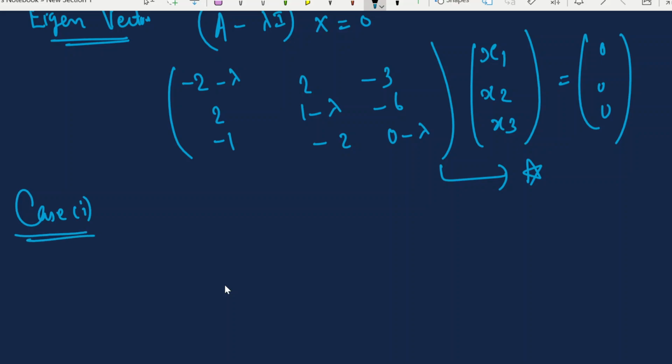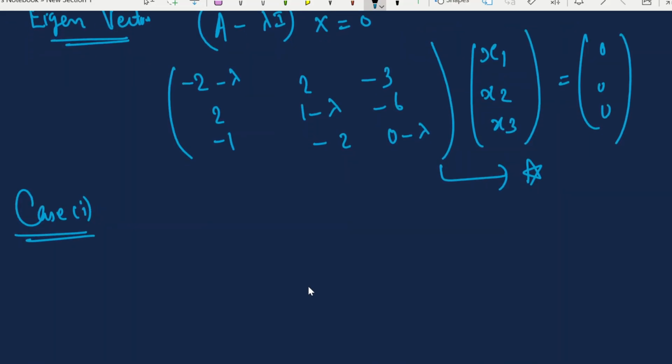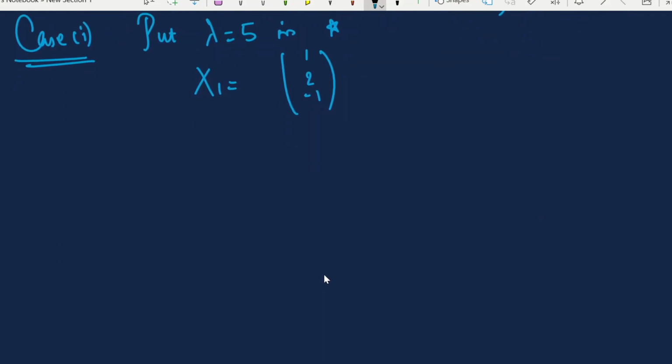So first, case 1. In case 1, select the non-repeated eigenvalue. Here minus 3 and minus 3 are repeated. For the first case, calculate the eigenvector for the non-repeated eigenvalue, so 5. Put lambda equals 5 in star. After substituting lambda equal to 5, the eigenvector is found. I will directly write the values: 1, 2 and minus 1. Next, case 2.